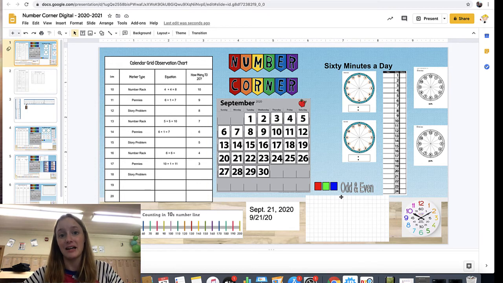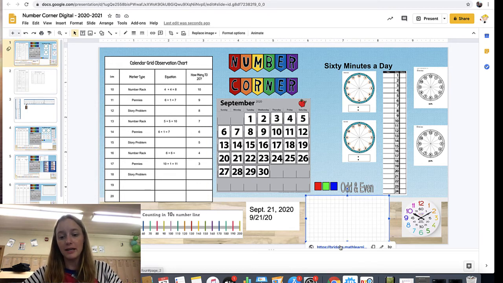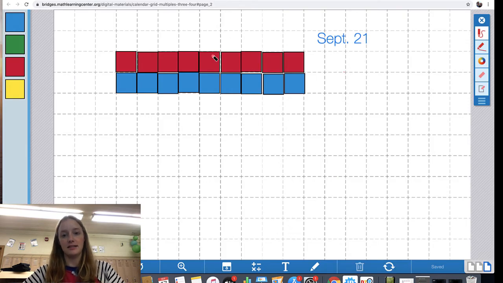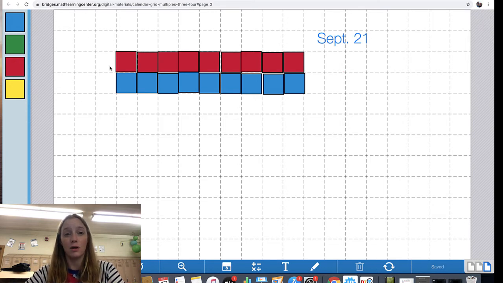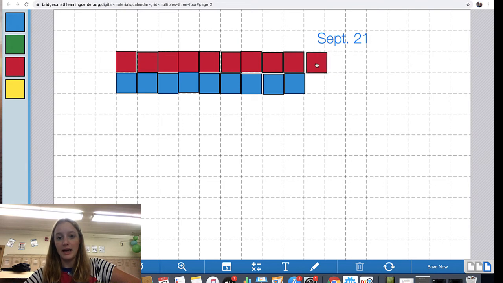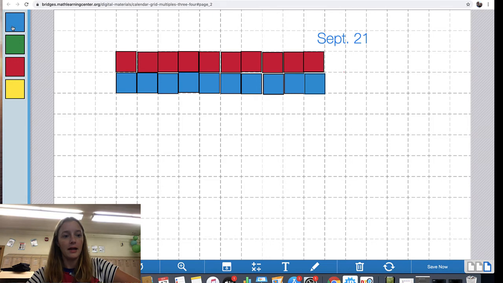Okay, we have to do this odd and even section here. So I'm going to click on this odd and even chart, and it looks like this. So we left off last week, and we have to add in some more cubes. We have 2, 4, 6, 8, 10, 12, 14, 16, 18. We have 18 here. We have to get to 21. So let's go 19, 20, and 21.